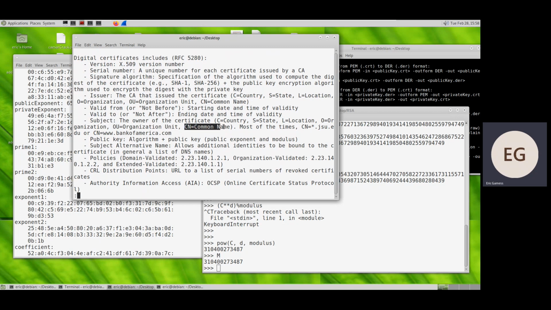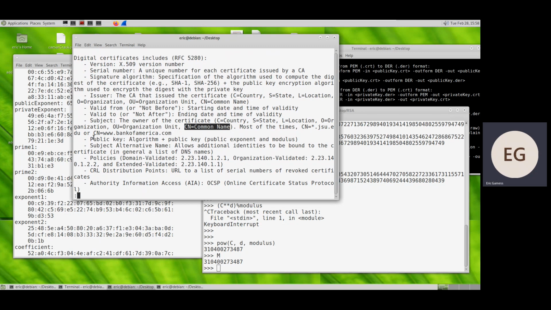And in common name, we'll put the domain name, jsu.edu. If we want to cover all of JSU, we can put *.jsu.edu. So *.jsu.edu will cover, for example, cs.jsu.edu or math.jsu.edu or mcis.jsu.edu, which really exists. So it will cover anything .jsu.edu, star, okay?